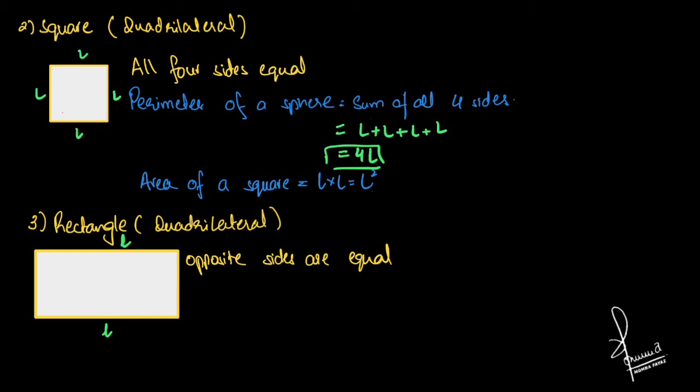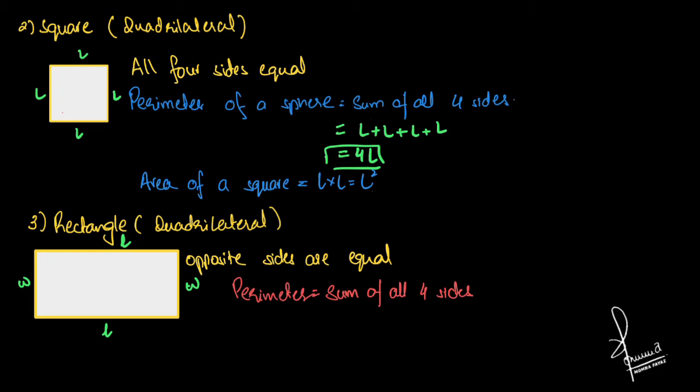Similarly, if I say this side is my W, okay? So the opposite side is going to equal to W. What makes a square and a rectangle different is that in a square, all 4 sides are equal, and in a rectangle, only the opposite sides are equal. Now the perimeter of a rectangle again is the sum of all 4 sides. It's a quadrilateral, it has 4 sides, so the perimeter will be the sum of all the 4 sides.